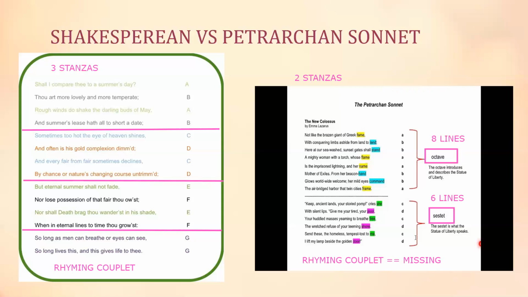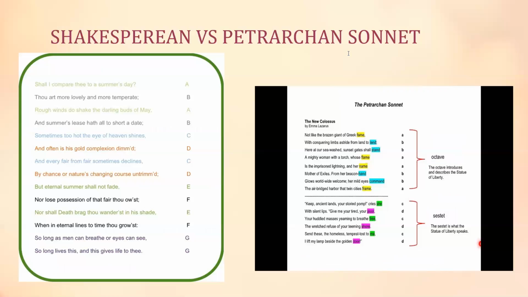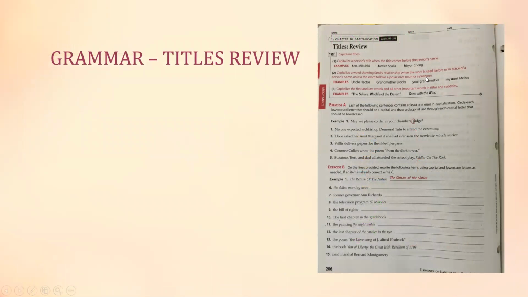CD rhyme scheme, meaning lines 9 and 11 would rhyme, and so forth. Right, that's what you need to know there. And that is what we spoke about in terms of literature and poetry for the first week. Okay. Then we moved on to grammar, titles review.